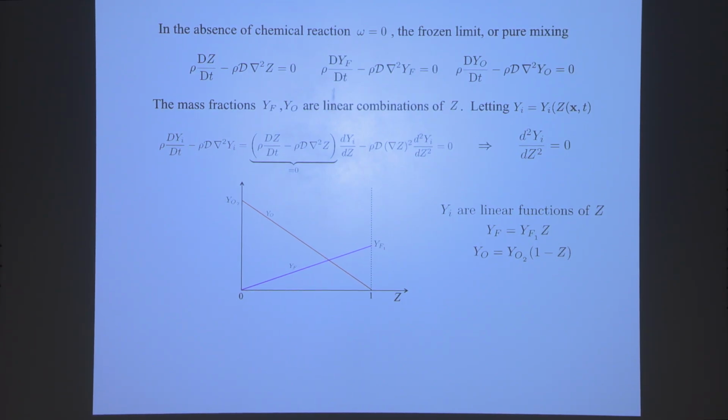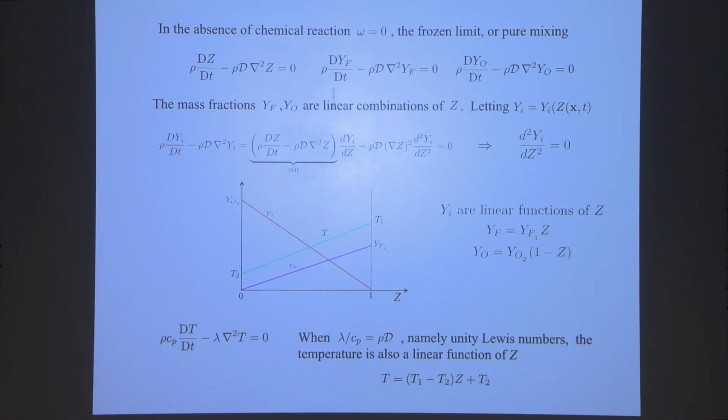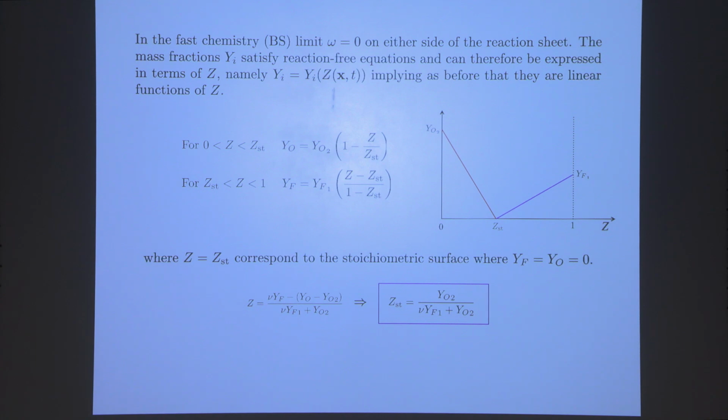And so, therefore, it is true that on one side or on another, the Yi, the different Y, are also linear functions of Z. And so if they are linear functions of Z, here they are. This is the oxidizer and this is the fuel. And since they are completely consumed at some location, that location is the stoichiometric Z. So the stoichiometric surface is determined by this condition.